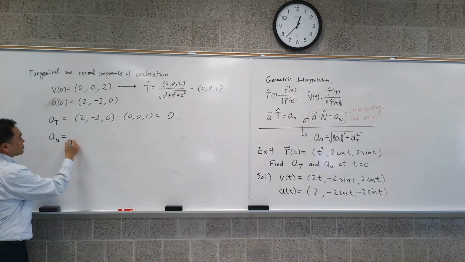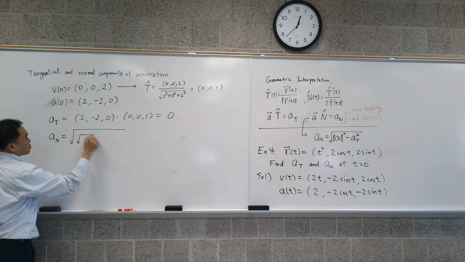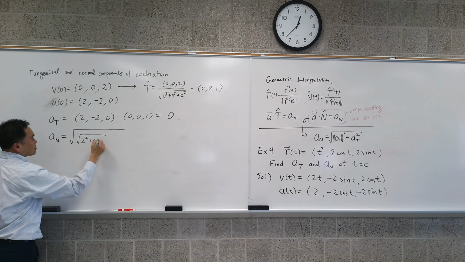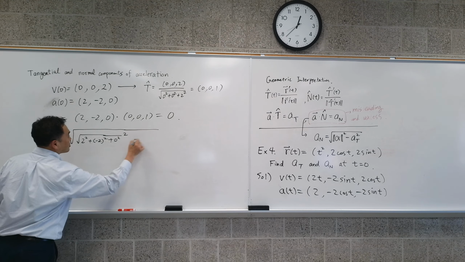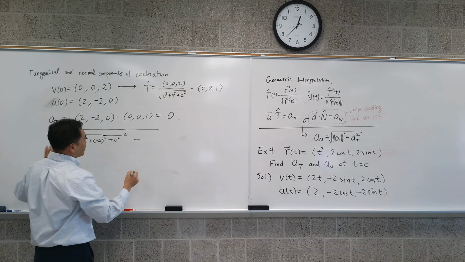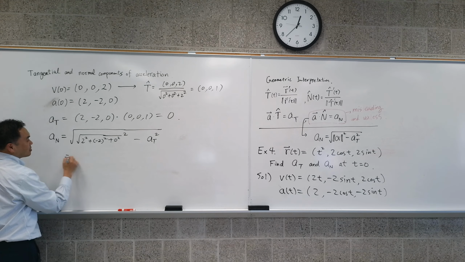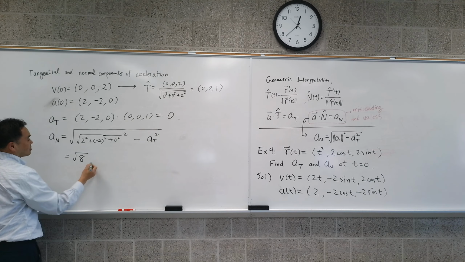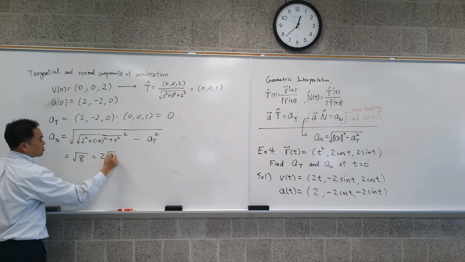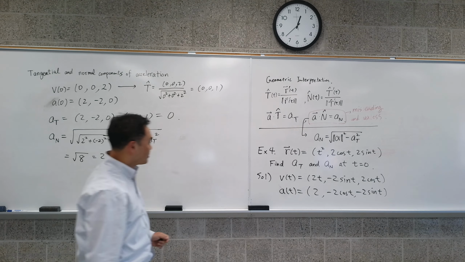In that case, the norm of this thing is the square root of 2 squared plus negative 2 squared plus 0 squared, minus the 18 squared, but the 18 is 0, so that doesn't do anything. So that just means you get the square root of 8. Well, that's the answer.